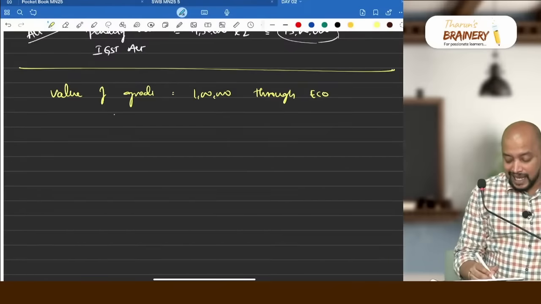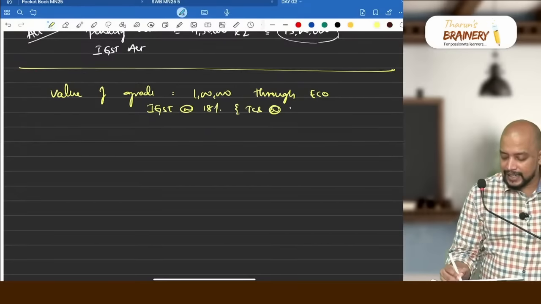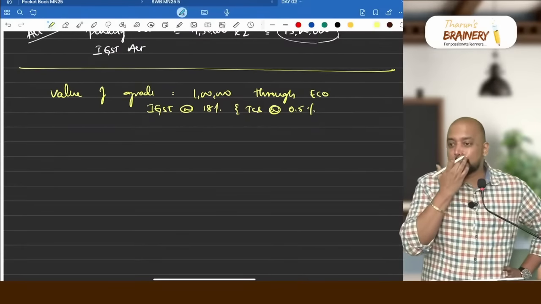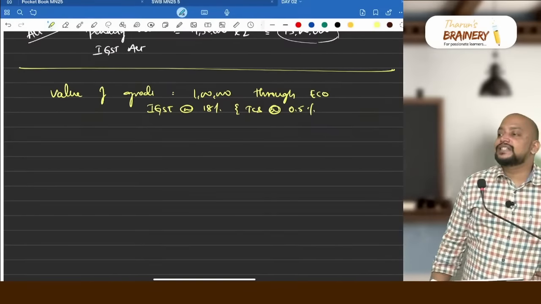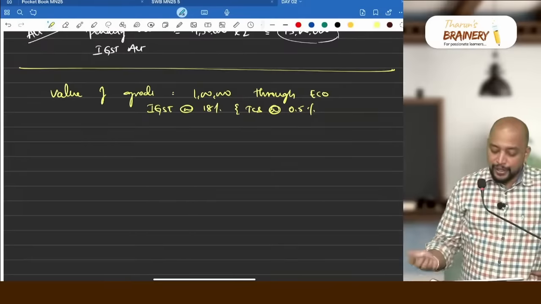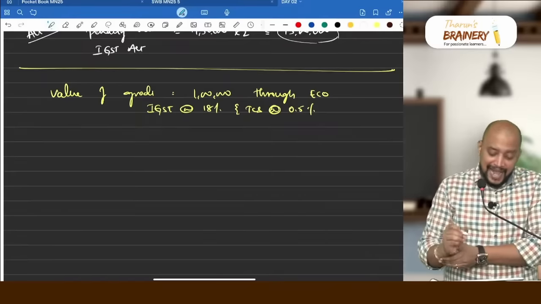E-commerce operator, and IGST at the rate of 18% and TCS at the rate of 0.5%. Now the TCS rate has been reduced to 0.5%. Previously the TCS rate was 1%, that's a May 25 amendment, they reduced it to 0.5%. Now what will be taken as the tax here?